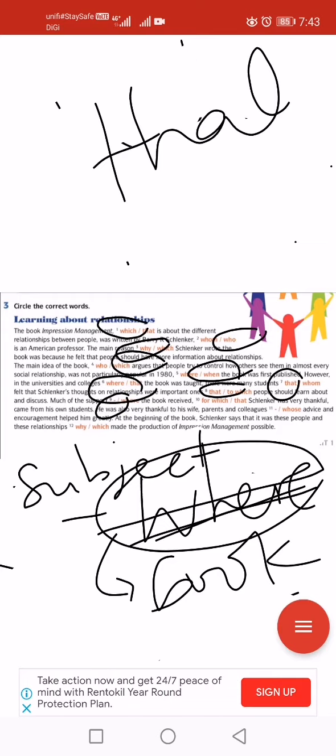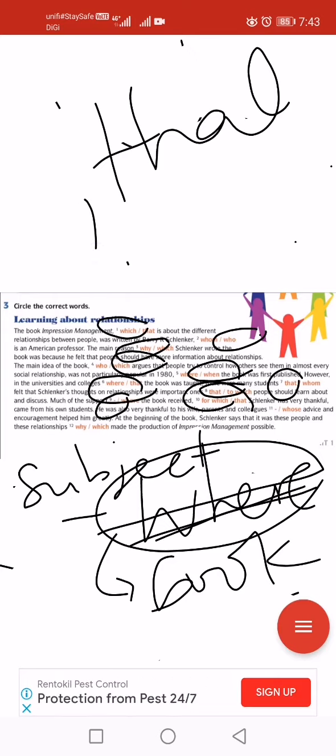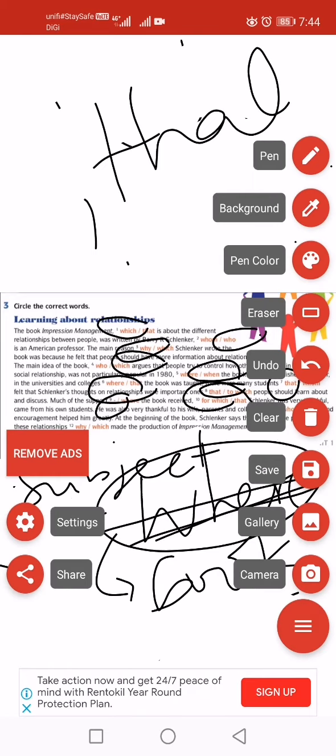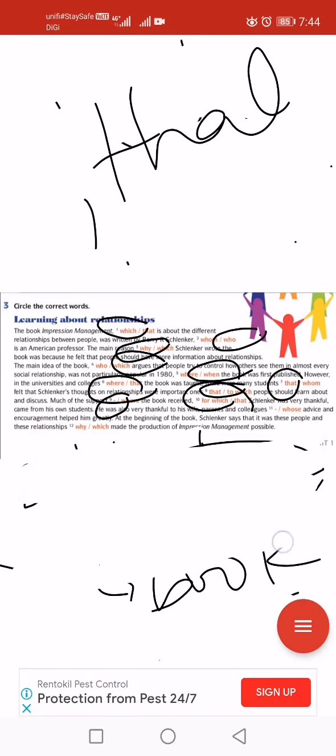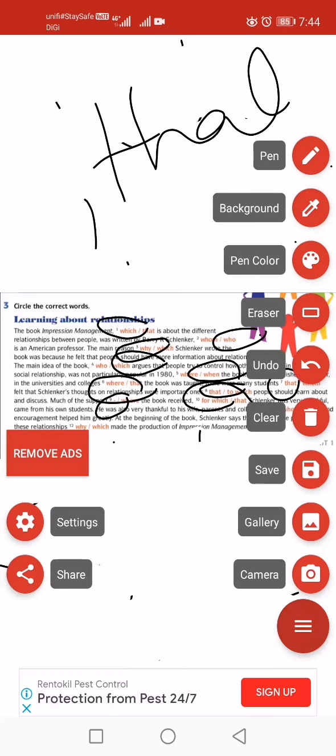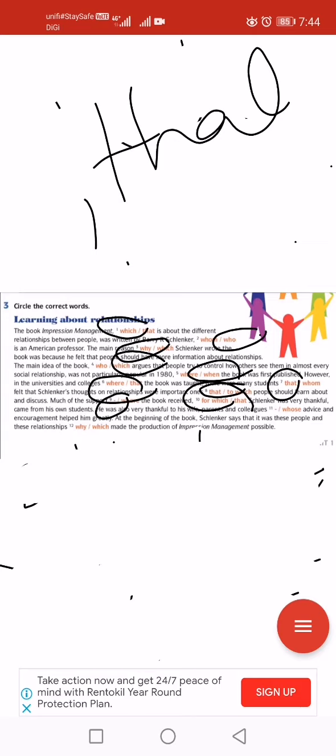For the book, comma, I told you just now, if you want to use preposition to or for, it can be before a comma, after a comma, at the end of the sentence. So this one, the answer is for which. Shankler, because you cannot use that, because that cannot be after a comma. Shankler was very thankful, came from his own students. Hold on. Okay. He was very thankful to his wife, parents, and colleagues.